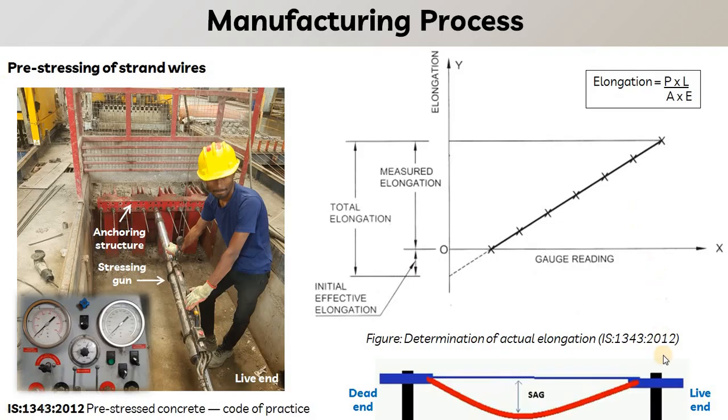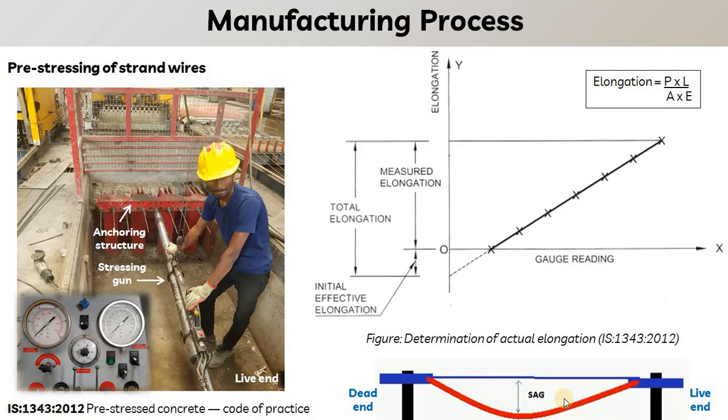The end from where the stressing is done is known as the live end, and the other end where we have locked the wire using wedges and barrel is known as the dead end. Here you can see this is the stressing machine that is used to pull this wire using this stressing gun, and we have the safety net or safety shield that is used for safety while stressing this wire. Here you can see the red color, that is our strand wire.